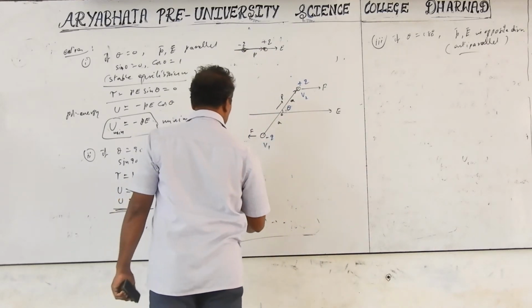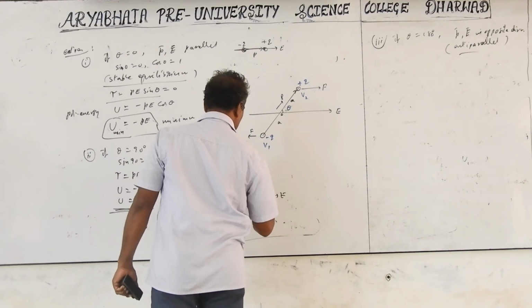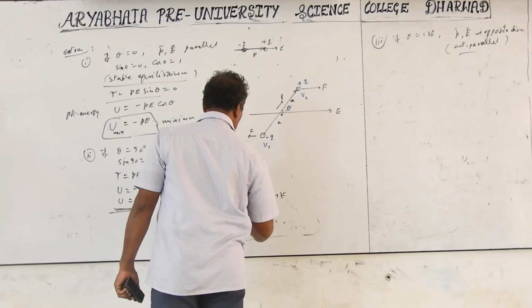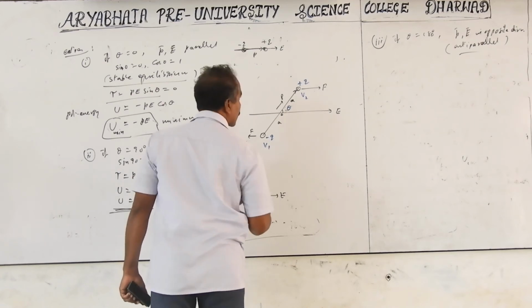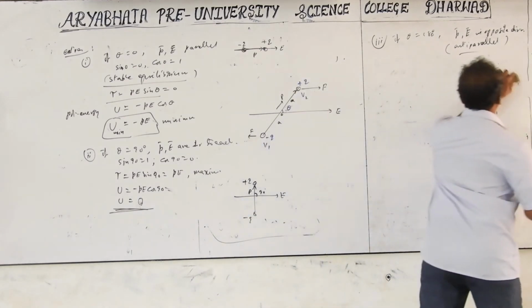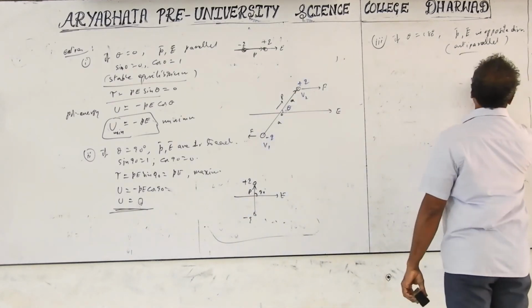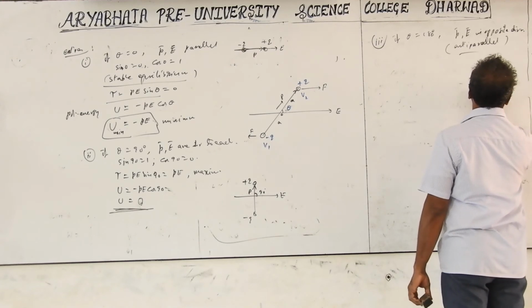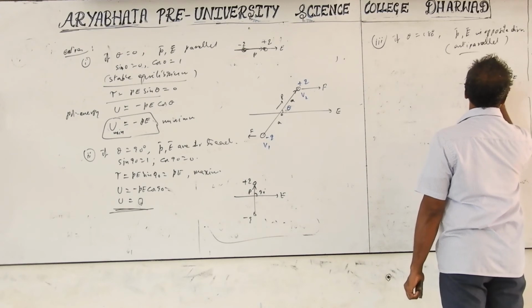In the perpendicular condition, this is the E, and this is the plus, up or down doesn't matter. But here, anti-parallel, this is opposite to the first diagram. The electric field is on the right side, but the dipole moment is on the left side. The direction of the dipole moment is opposite.